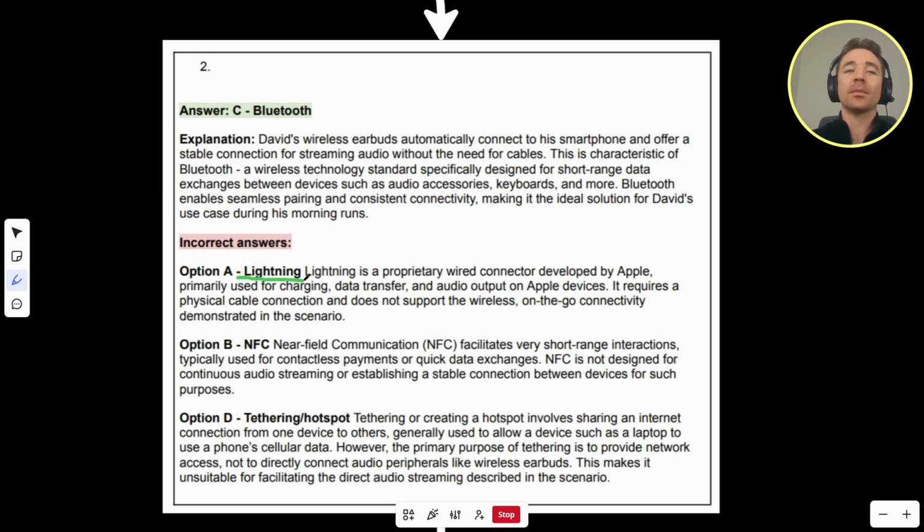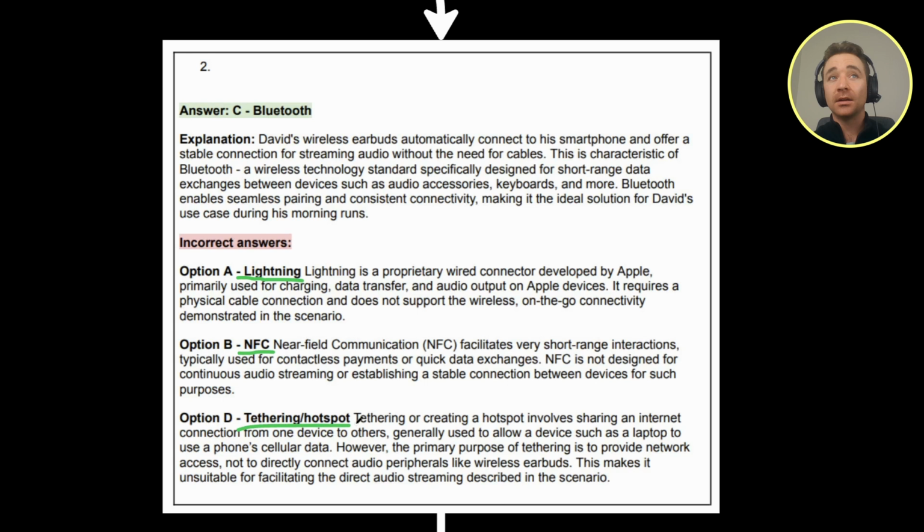Lightning, if they mention something about Apple and a wire, then we'd be looking at Lightning. NFC, remember, is for short range data transfers. Tethering or hotspot is when you use your phone and allow another device to access cellular data through your phone. So your phone is essentially acting as a router in that instance.